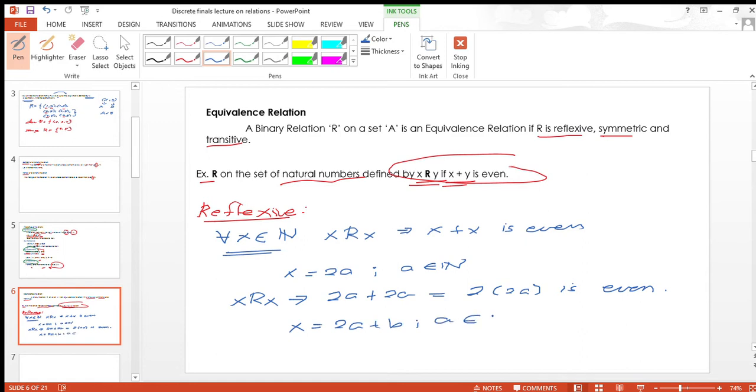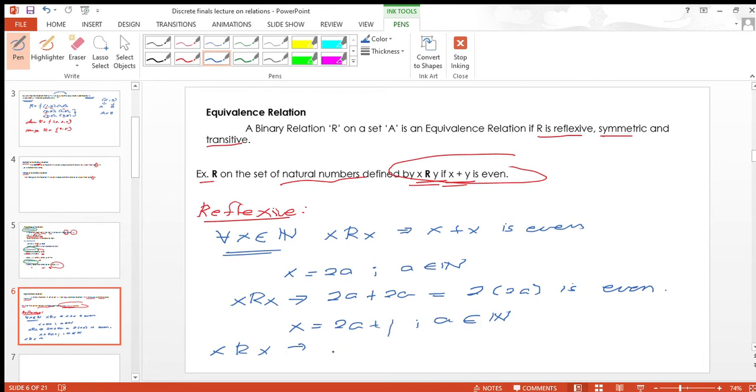Now, if x is odd, then a is a natural number. Our x R x will now be 2a. Sorry, that should be 1. Bakit b yung nilagay ko? Let me change this. This should be 1.